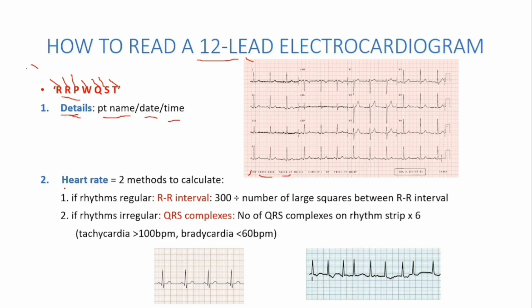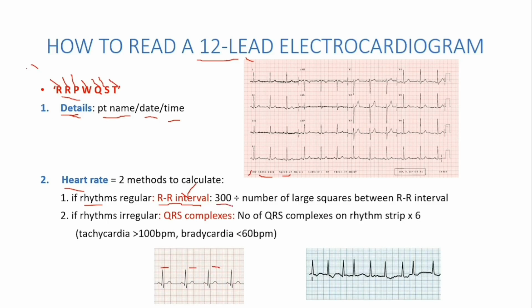Second is the heart rate. There are two methods. Normally we find out heart rate by palpating the radial artery, but from the ECG you can find it out by these two methods. If the rhythm is regular, meaning the RR interval is regular, then use this method, the RR interval. You see in this ECG the RR intervals are normal. There are 4 large boxes in each RR interval. So if this is regular, then use this method.